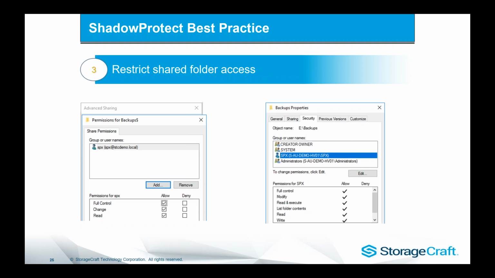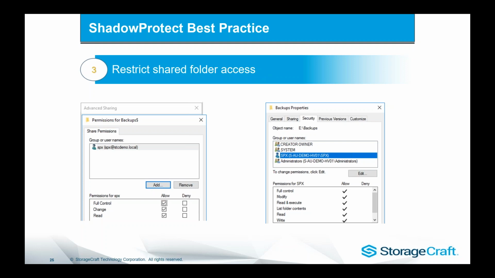So that's the key thing: set the permissions, but also don't ever map network drives or give people UNC shortcuts or any type of access to that share, because that's just exposing further risk. So we really need to lock that down. That user I've called SPX there, that user is only being used by the ShadowProtect software. That's the only thing that can talk to that share.